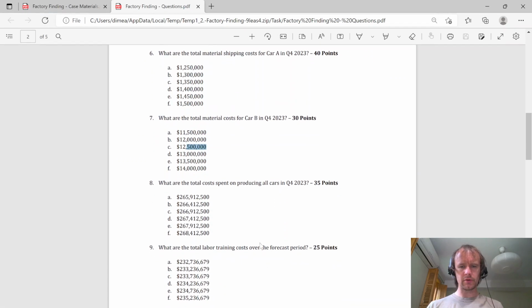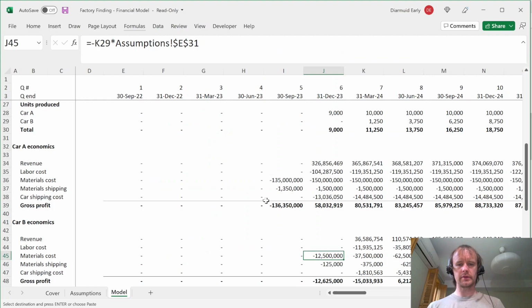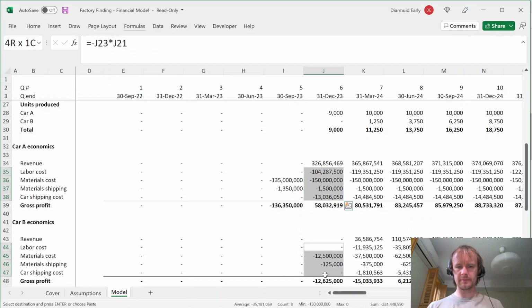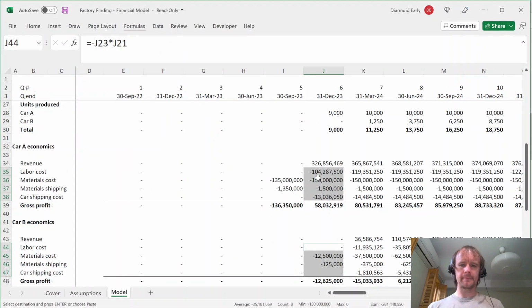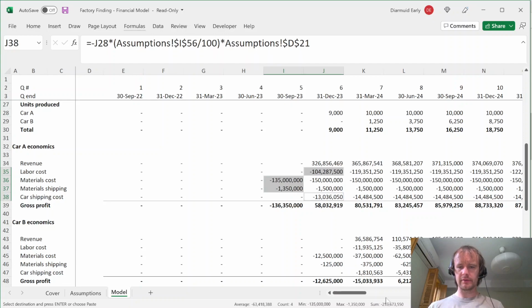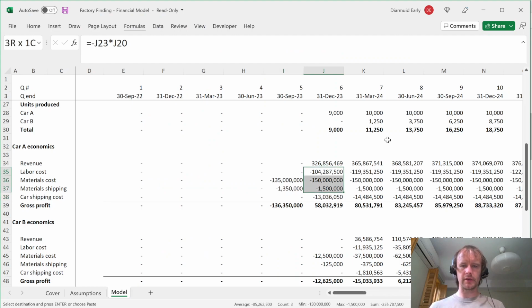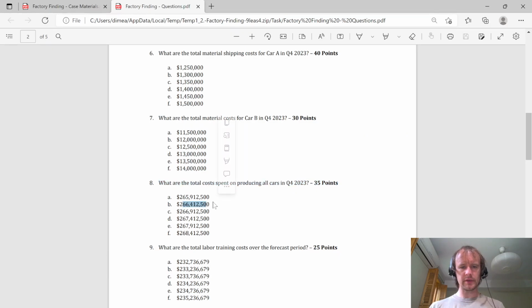Total costs spent on producing all cars in Q4 23. This one completely tripped me up when I was looking at this earlier, because I thought, okay, total cost, so I'll take that plus that, comes to 281 million. Doesn't match any of the answers here, and I completely tied myself in knots. Maybe it means the materials that were bought in that quarter, so I'll take those ones, and that comes out too low. And eventually, after thinking about this for an embarrassingly long time, I realized that the car shipping cost is not part of the cost of producing the car. So we've got just 268,412,500, which is that guy.